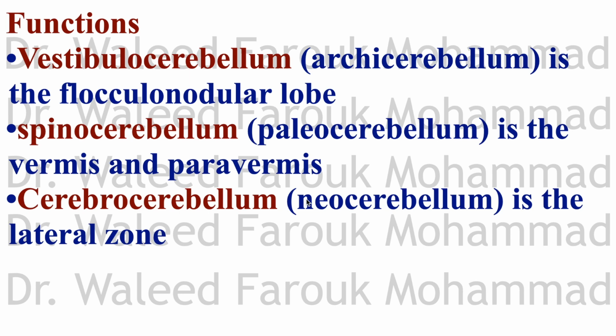For example, it corrects the fish's position in water. The spinocerebellum occurred in animals that acquired limbs to move. It's called the paleocerebellum, and it's the vermis and the paravermis, the area beside the vermis of the cerebellum. And the cerebrocerebellum, in human beings, is called the neocerebellum.